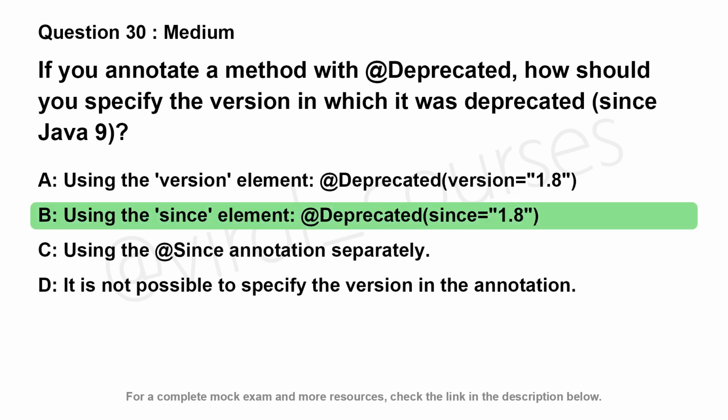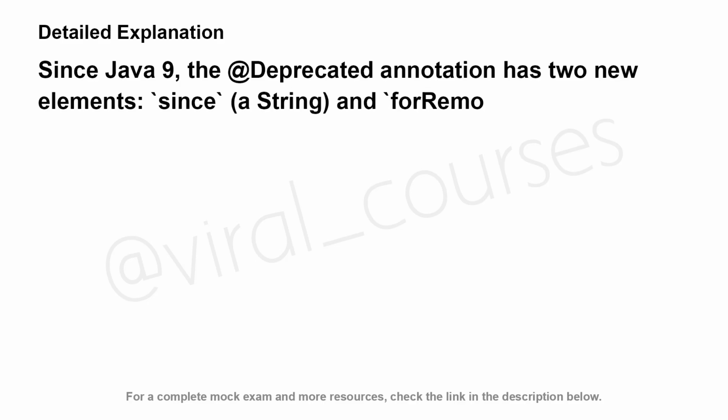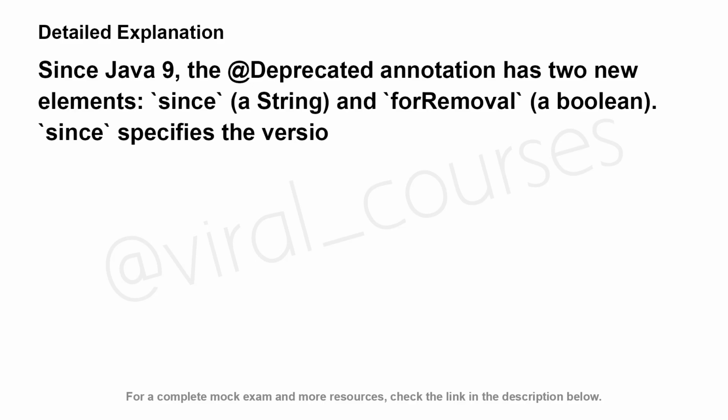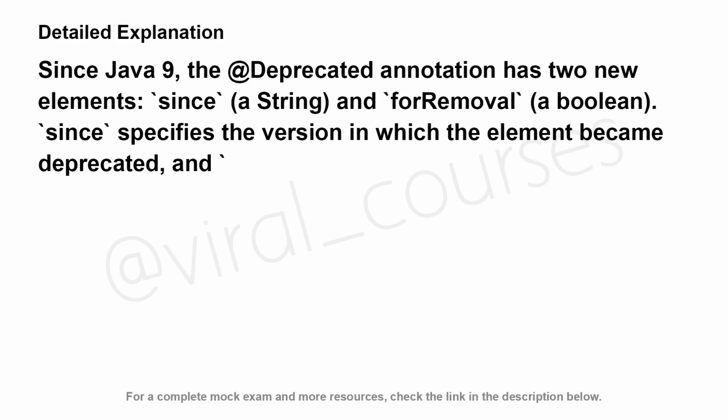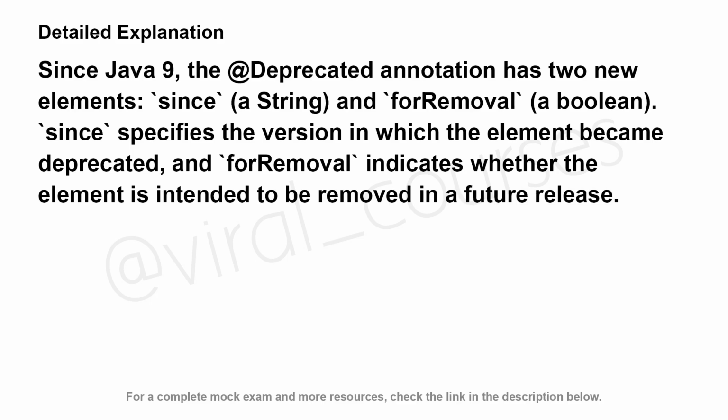The correct answer is B. Since Java 9, the @Deprecated annotation has two new elements: `since`, a string, and `forRemoval`, a boolean. `since` specifies the version in which the element became deprecated, and `forRemoval` indicates whether the element is intended to be removed in a future release.